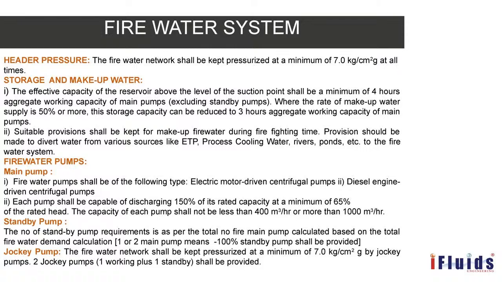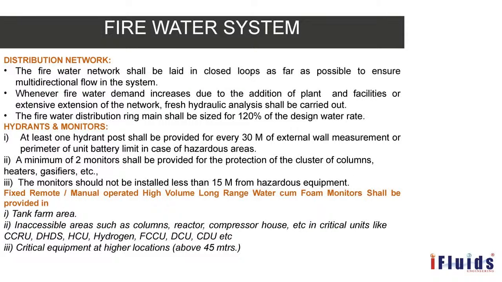With respect to the fire water pump, three types of pumps are mentioned in this OISD: main pump, standby pump, and jockey pump. All three are mandatorily required. The types of main pump which can be provided are an electric motor driven centrifugal pump, or otherwise a diesel driven centrifugal pump. The capacity required is that each pump shall be capable of discharging 150 percent of its rated capacity at a minimum of 65 percent of the rated head. Rated means design capacity and design head. Generally, a fire water pump is allowed to operate beyond the design condition. That is why it is mentioned like that.